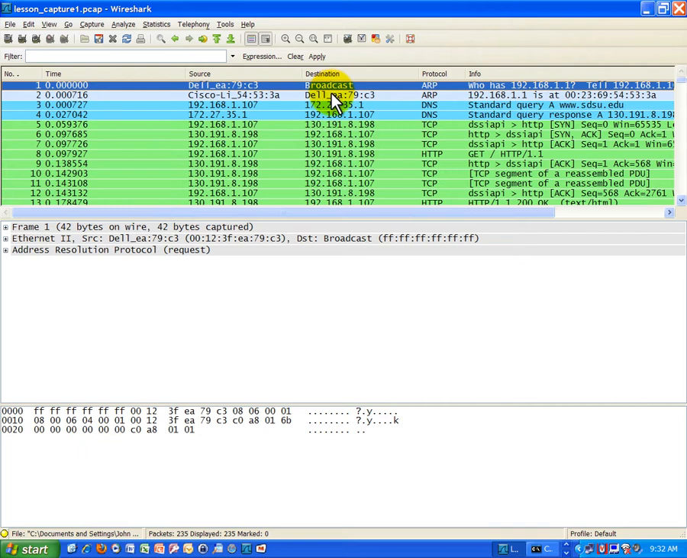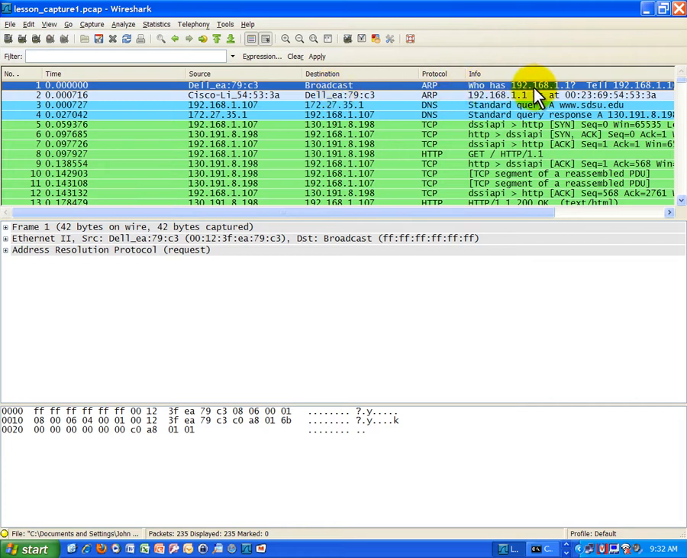it or not. All I have is the IP address configured in my TCP/IP settings, but I don't have the physical address. That's the burned-in network card address of that default gateway. I have to find it. The way I find it is I send a frame out to the entire network. That's why this first frame or packet is a broadcast.